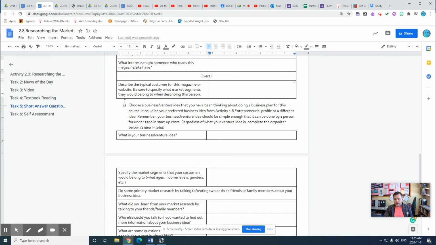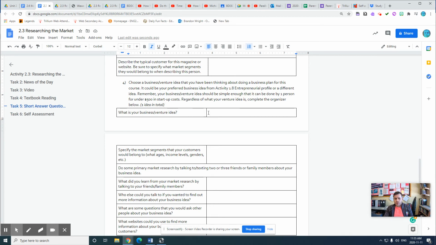Finally, choose a business idea or venture. Venture just means business idea that you've been thinking about doing a business plan for this course. It could be your preferred business idea from activity 1.8 or a different idea. Remember, your business/venture idea should be simple enough that it can be done by one person for under $500 in startup costs. Regardless of what your idea is, complete the organizer below. Just tell me what your venture idea is and what market segments would your customers belong to. So go into the ages, income levels, genders, locations of your typical customers.